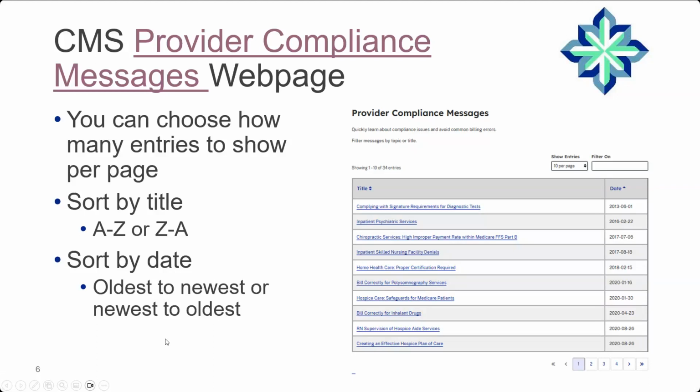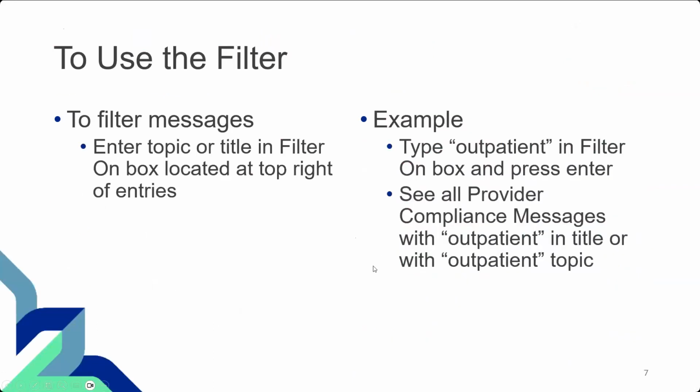Now I just demonstrated once again how to sort by title A through Z, or reverse it, or sort by date. I do want to go back and revisit that filter at this time. This helps you move quickly in order to see if there is a provider compliance message that exists for something that you might be looking for.